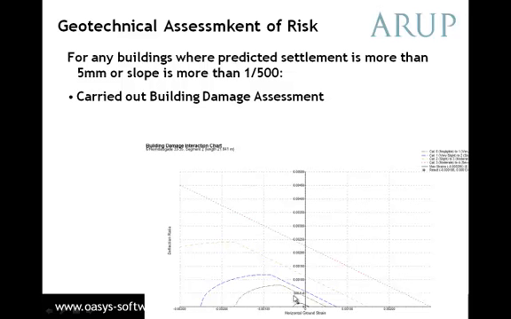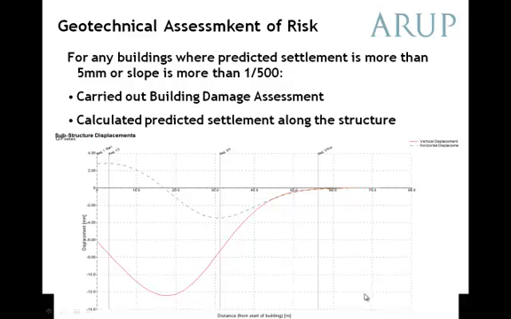And as you can see, for this particular building, its maximum strain is well within category 0, so it's obviously not of a worry. This red line here is category 3. You can also calculate predicted settlements along the structure, and that will help you look at the slope.